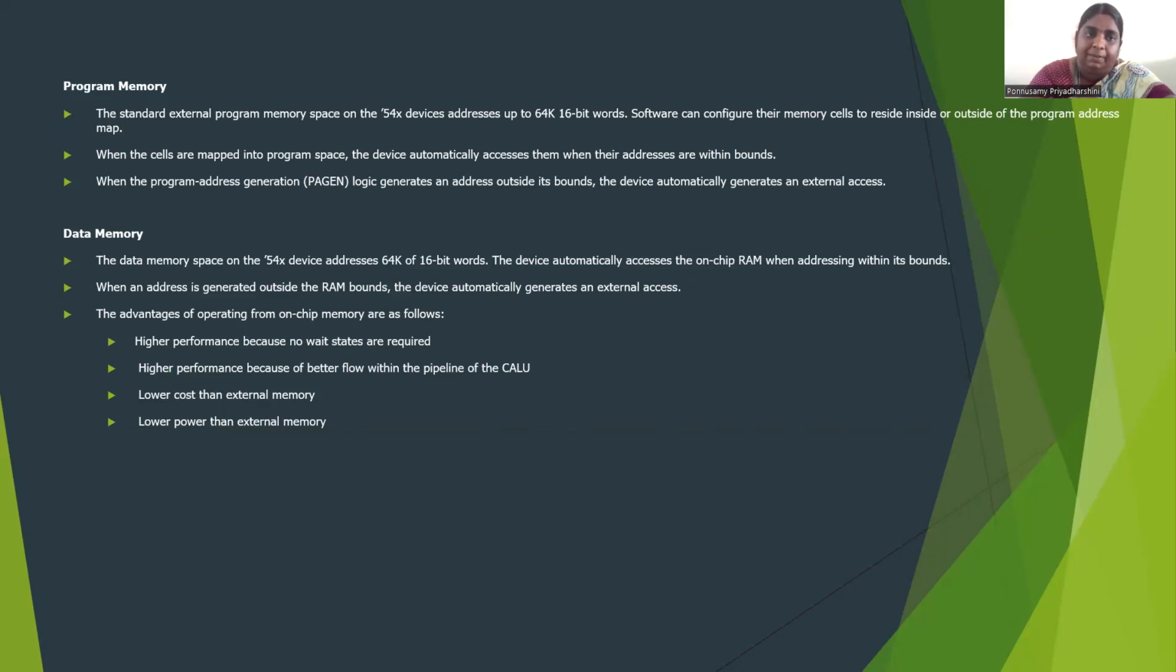Program memory and data memory. So program memory is especially used to store the program when the cells are mapped into the program space, and the data memory space is addressed. The device automatically accesses the on-chip RAM when the addressing is in bounds. The advantages of operating on-chip memories are higher performance because of no wait states, lower cost than external memory, and low power consumption.